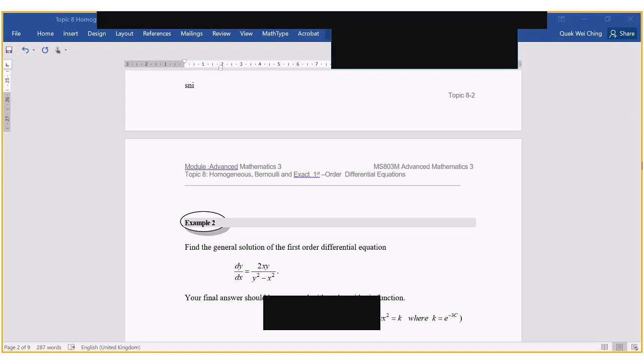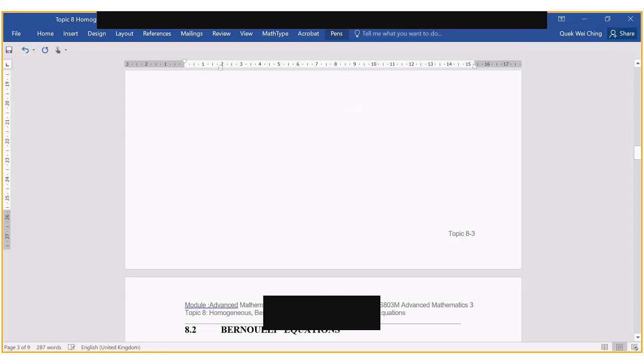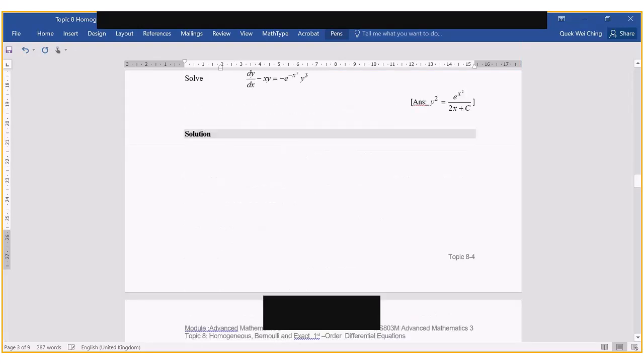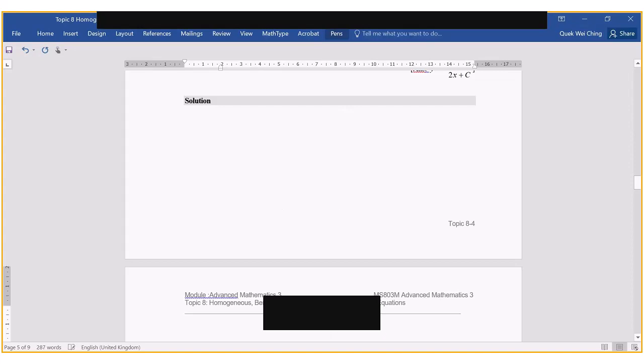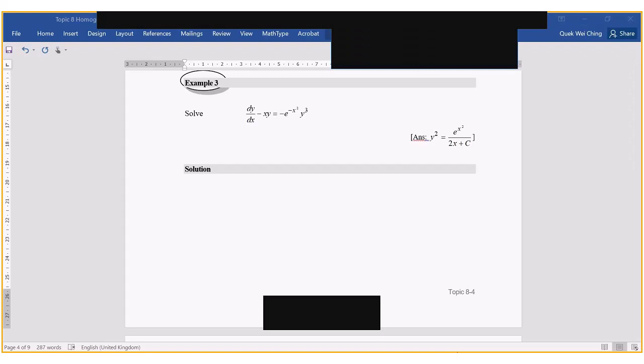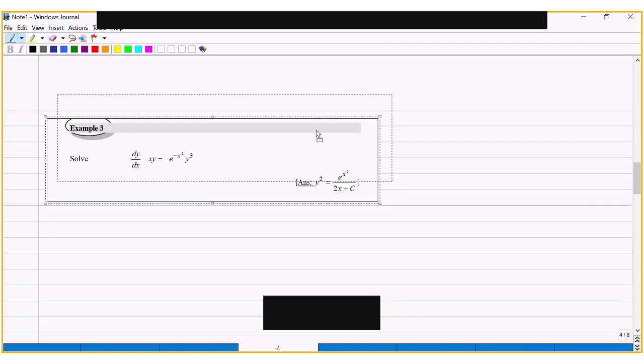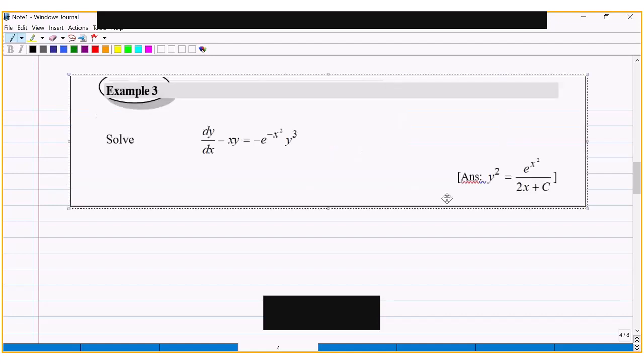So example 3. Okay, example 3, Bernoulli equation. So this is the one I'm interested in. So I put it here first, and then I need a few more pages, so at least 2 more pages. So this is the question.